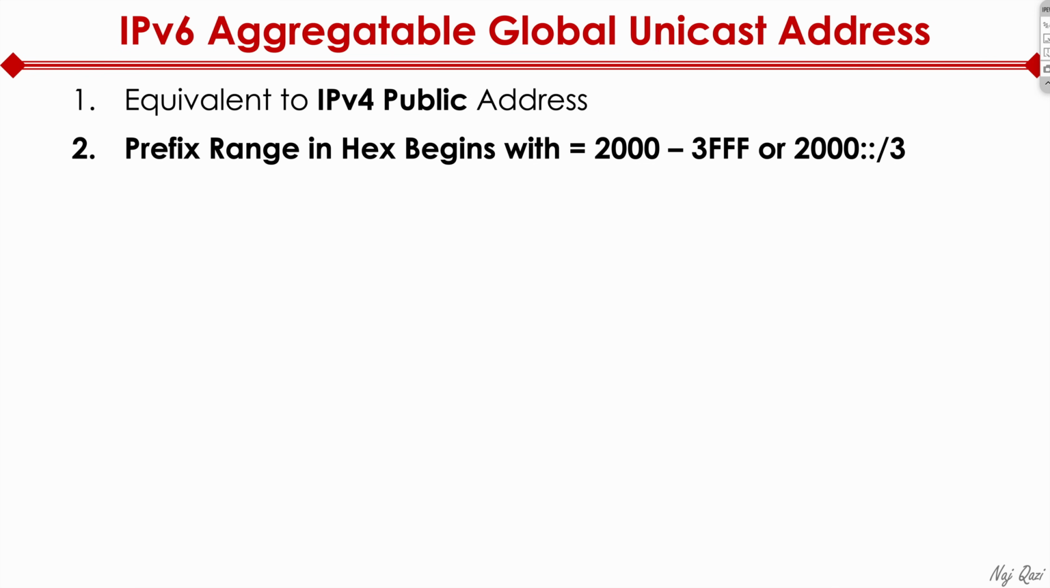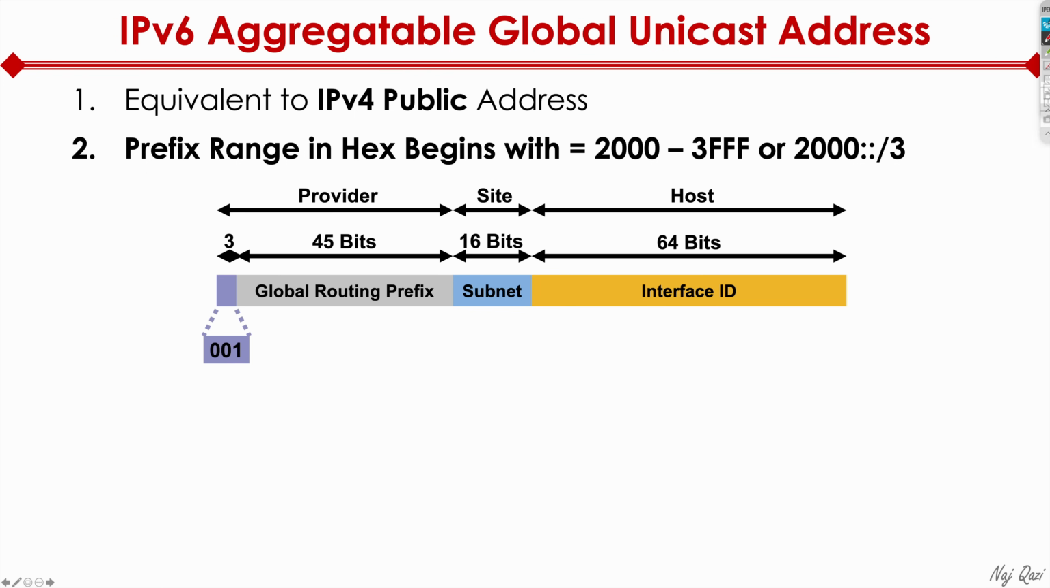We talked about the prefix range. I did the binary math for you a little bit ago. So the entire range in hex begins with 2000 and goes all the way up to 3FFF. It can also be represented as 2000::/3. And the way this gets carved out by the service providers is, once again, the first 3 bits will always be 001, right?